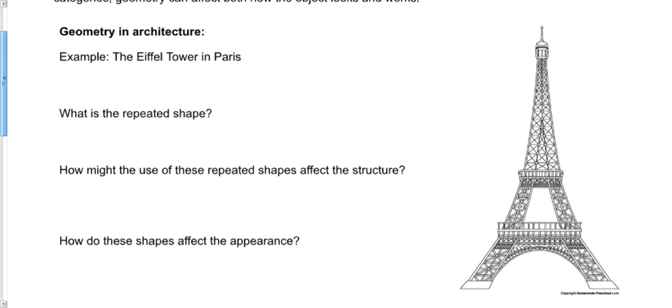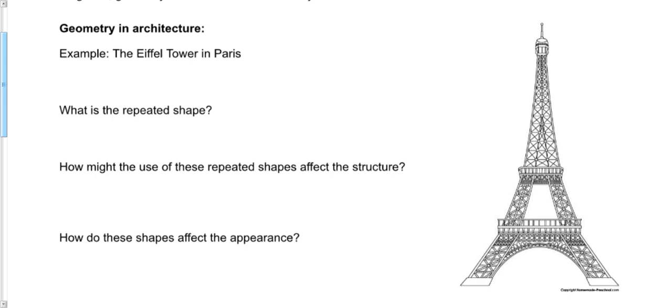So if we look here at the Eiffel Tower that's in Paris, we see a picture of it here on the right-hand side. We want to know, well, what shape is generally repeated throughout? And if you look at all these cross braces, what you see is a whole series of triangles. Okay? And so these triangles make up the structural components of the Eiffel Tower. So what's the repeated shape? It's a triangle.